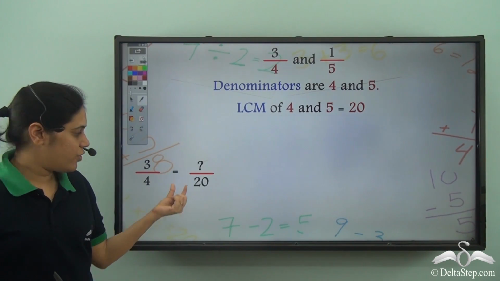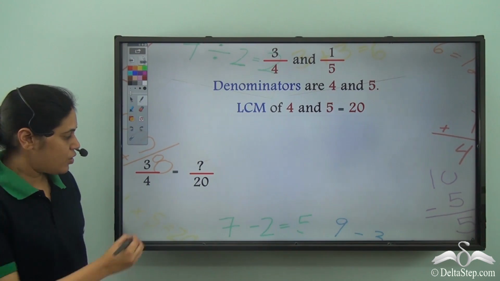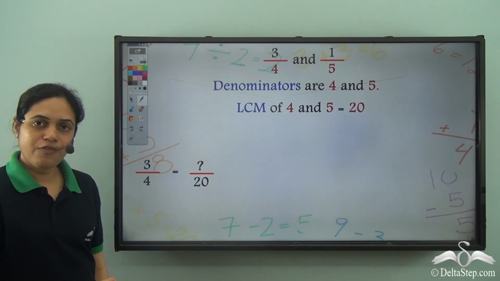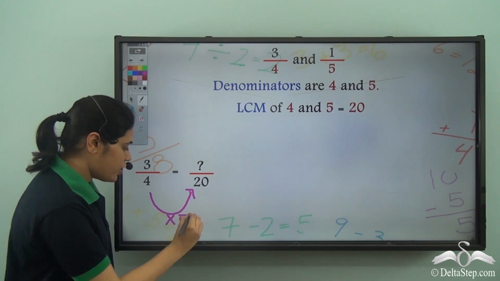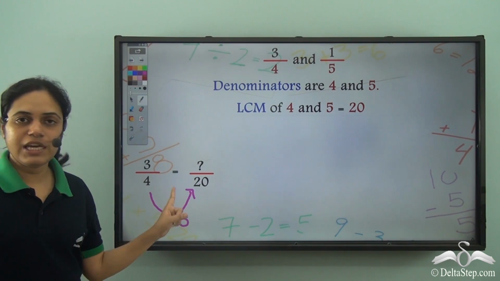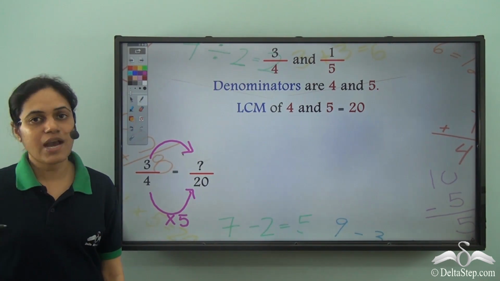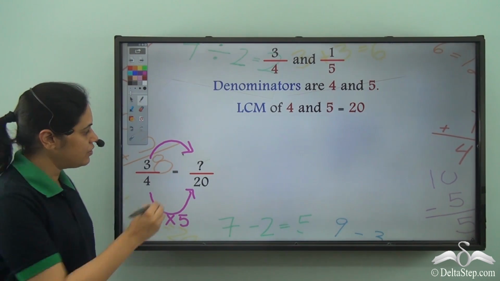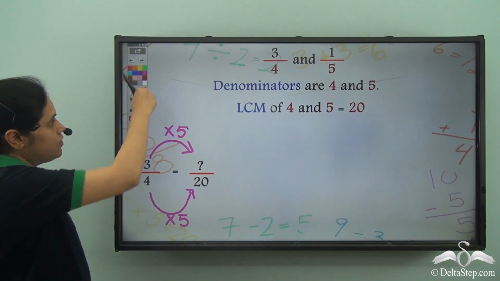So 3 by 4, I need to make an equivalent fraction with denominator 20. How do we get 20 from 4? By multiplying with 5. 4 into 5 is 20. So, in order to have an equivalent fraction, I need to multiply the numerator and denominator by the same number. So, I need to multiply the numerator also with 5.